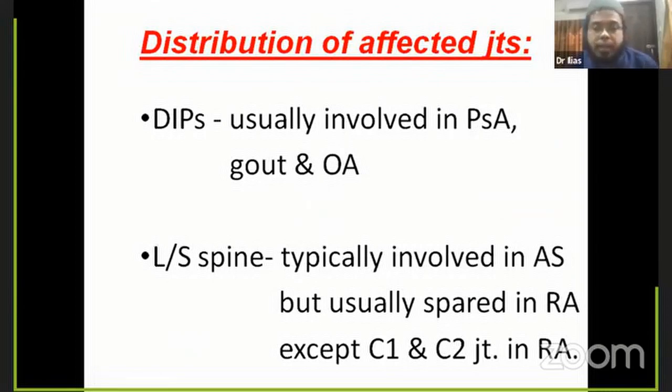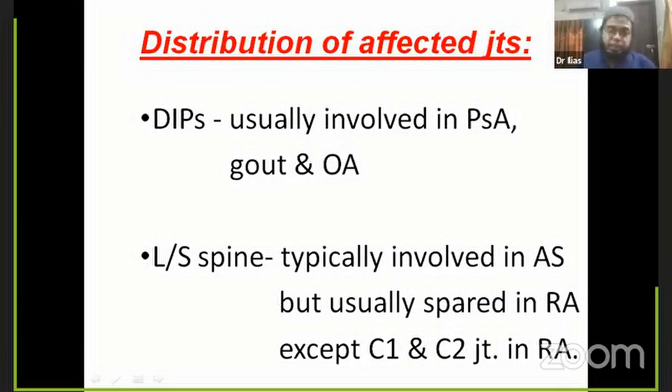Another very important thing is the distribution of the affected joints. The DIP joints of the fingers will be affected mostly in case of psoriatic arthropathy, gout, and osteoarthritis. Okay, mind it. In osteoarthritis, whenever the DIP is affected, that is called Heberden's node. But whenever the proximal interphalangeal joint is involved in nodular osteoarthritis, that nodular swelling is called Bouchard's nodes. Okay, so these are very important things.